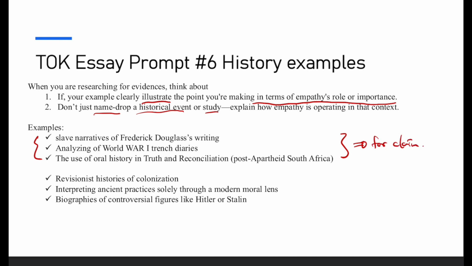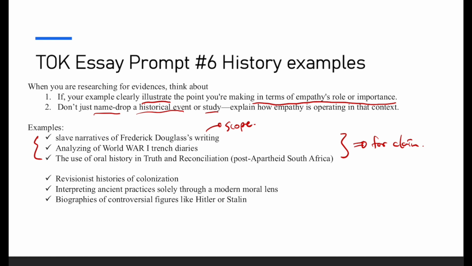Here, the slave narratives of Frederick Douglass's writing. This can be an example that can be derived using the scope of your knowledge framework. So in these cases, when studying slave narratives like those of Frederick Douglass, empathy helps historians understand the lived trauma of the enslaved individuals, right? So we can discuss those and move beyond legal or economic analysis of slavery.